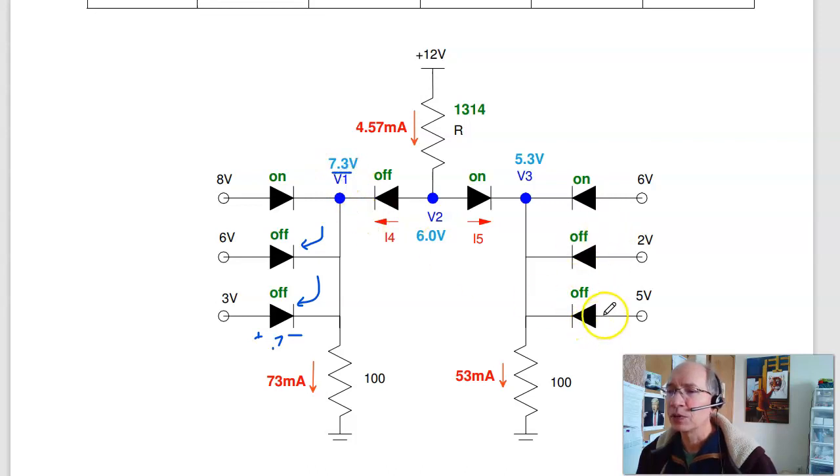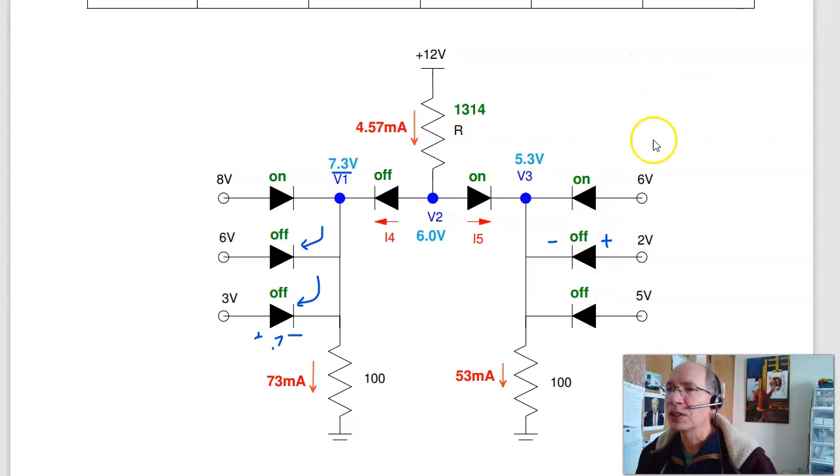Now let's go over here. If the 2 volt diode turns on, I lose 0.7 across the diode, and I get 1.3 volts. Again, that doesn't work because I have more than 0.7 volts across the diode, it turns on. And I can't have 2 diodes turned on when they're in parallel.